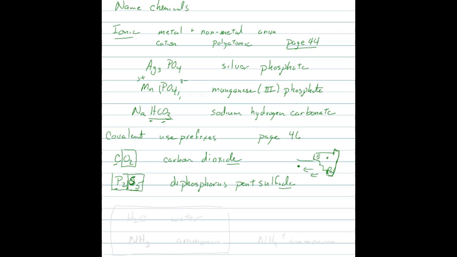There are two exceptions to this. H2O is never dihydrogen monoxide. There's a story on that. This is known as water. The reason is we knew water before, but we didn't know what the formula was, so we stuck with it.